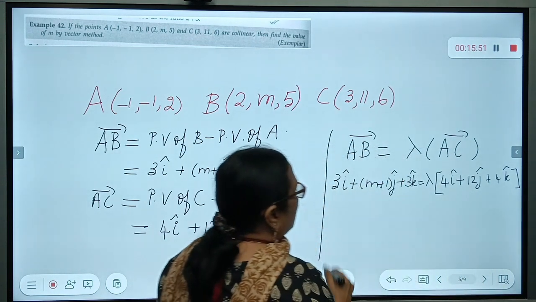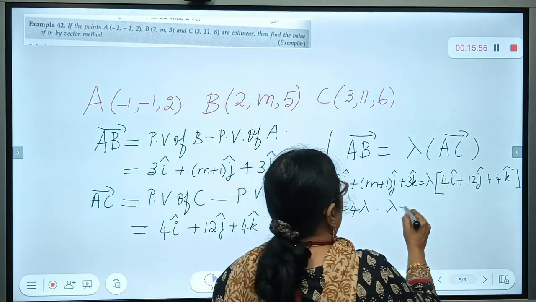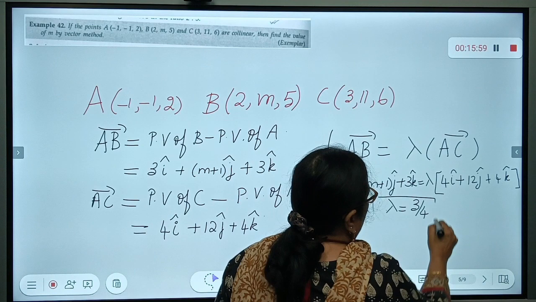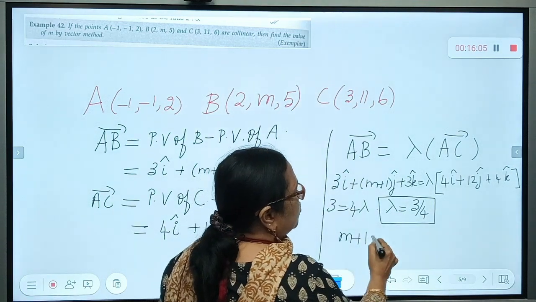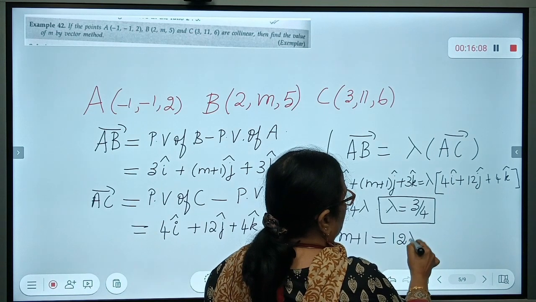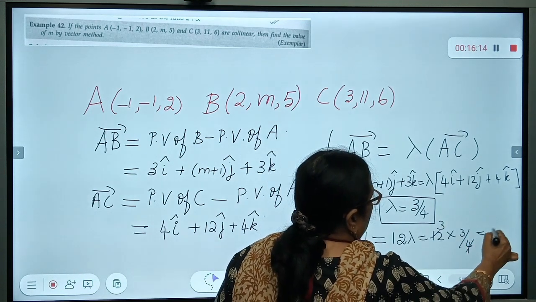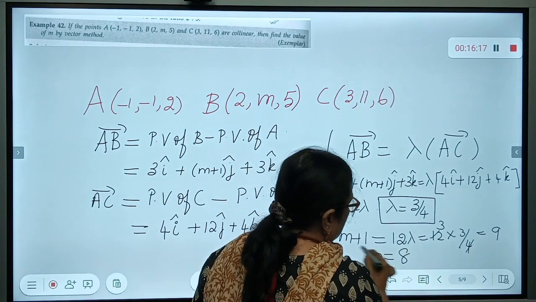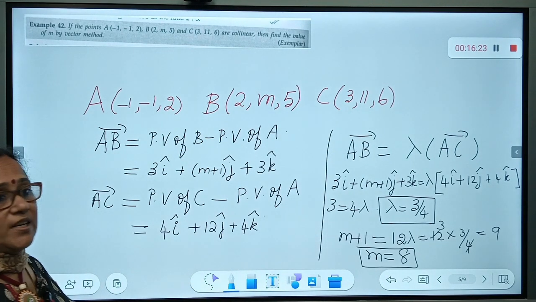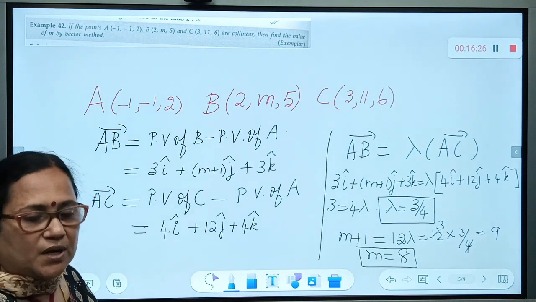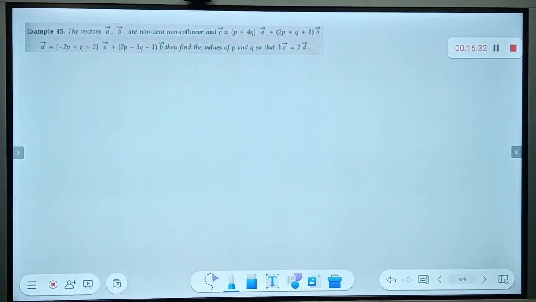If two vectors are equal, their components are equal. So 3 equals 4 lambda. Therefore, lambda equals 3 by 4. Now, equating the component of j vector, you get m plus 1 equals 12 lambda, which is 12 into 3 by 4, which is 9. So, m equals 8. So, here we are using the property of collinearity, which is one vector being a scalar multiple of another. Now, we come to the next problem.